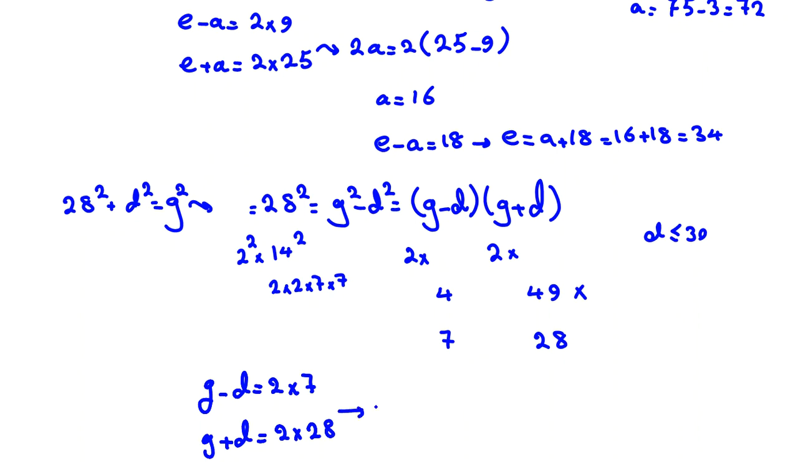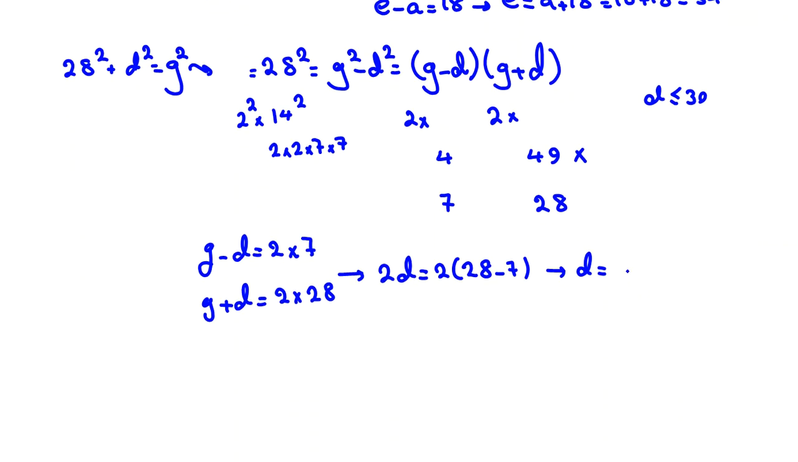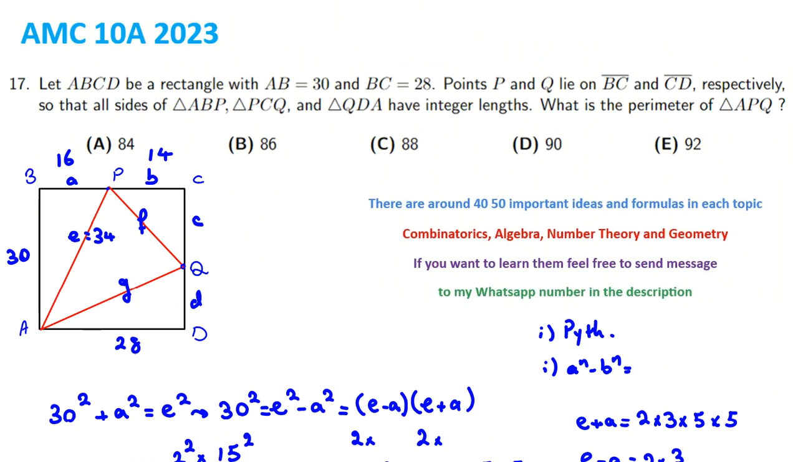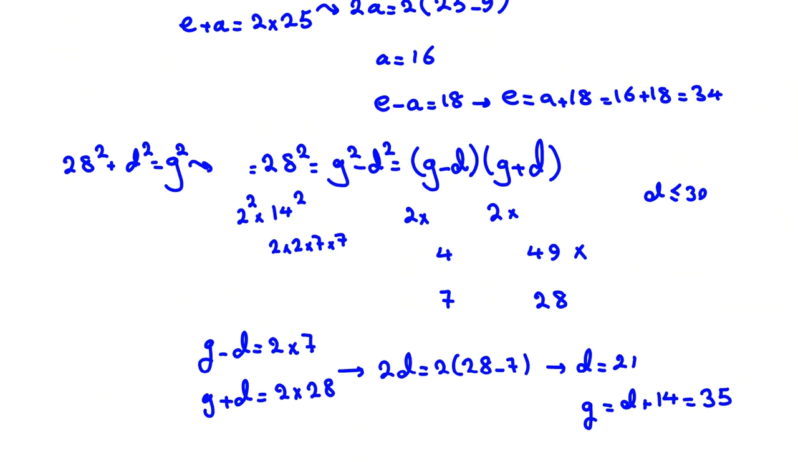So g minus d is 2 times 7, and g plus d is 2 times 28. If we subtract, 2d equals 2 times (28 minus 7). Dividing by 2, d equals 28 minus 7, which is 21. Now g is d plus 2 times 7, which is 14, so g is 35. Okay. Now d is 21 and g is 35.